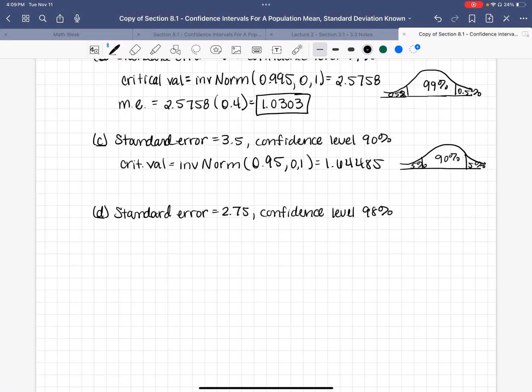So now I'm going to find that margin of error, and that is going to be 1.64485. I got a little decimal happy, didn't I? And I'm going to multiply that times the standard error, which is 3.5. And when I do that, I should get 5.757. Okay, let's look at D. And then we'll get into some problems where we put all this together.